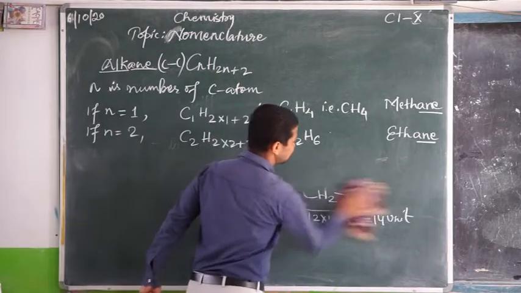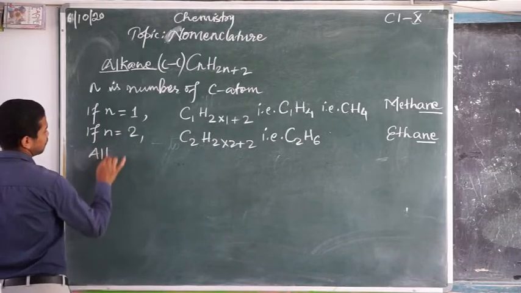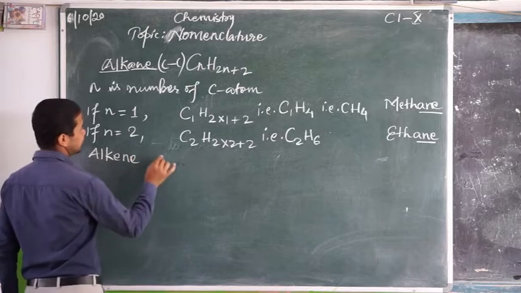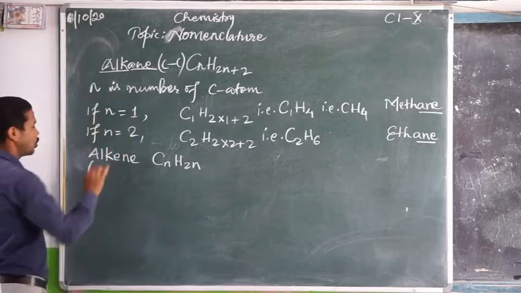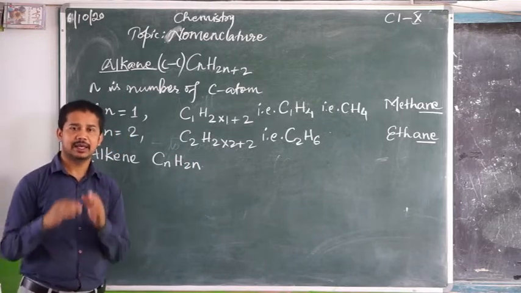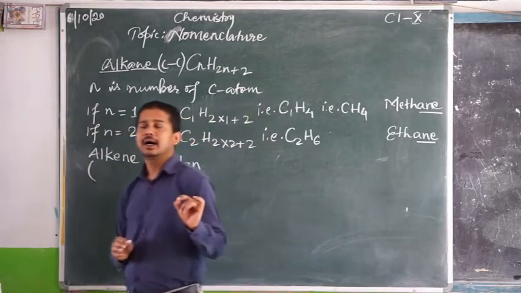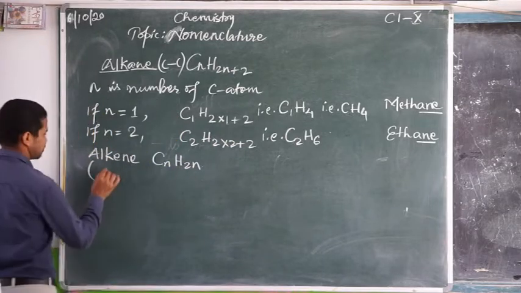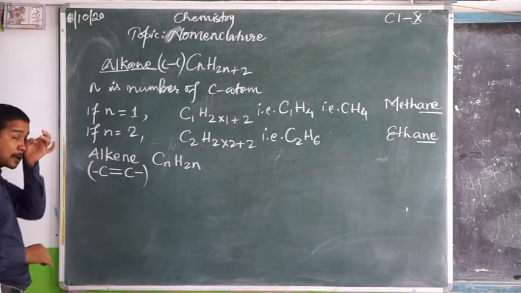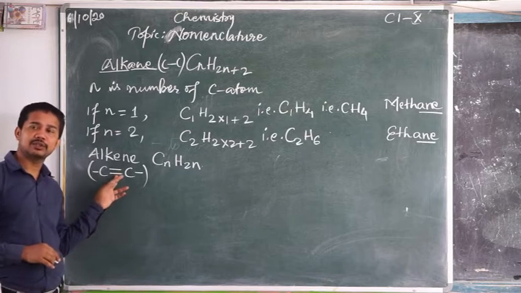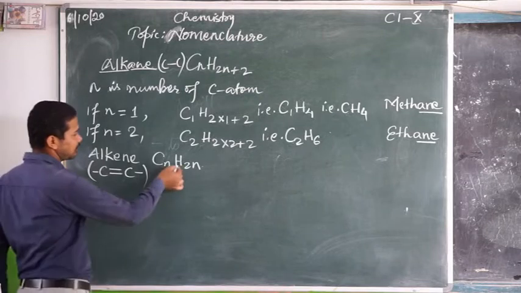Similarly, let's do it for alkene. What is the general formula for alkene? It is CnH2n. And what kind of hydrocarbon do we call alkene? Alkenes are hydrocarbons having at least one double bond between carbon atoms. Then it becomes alkene. So the general formula is CnH2n.